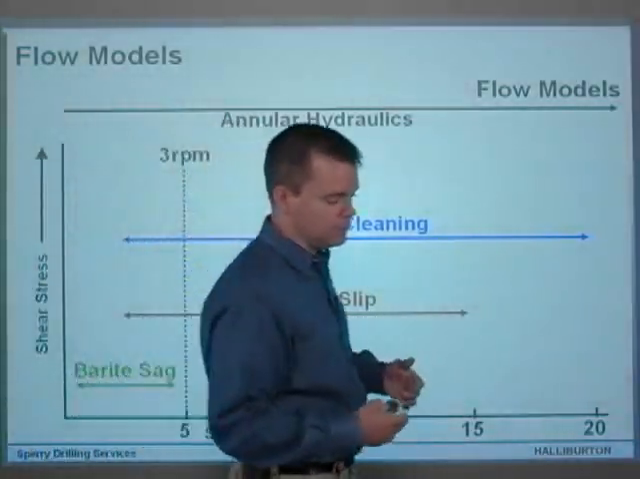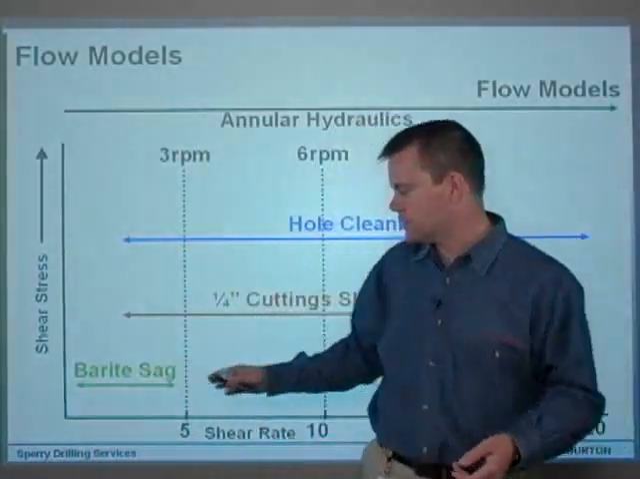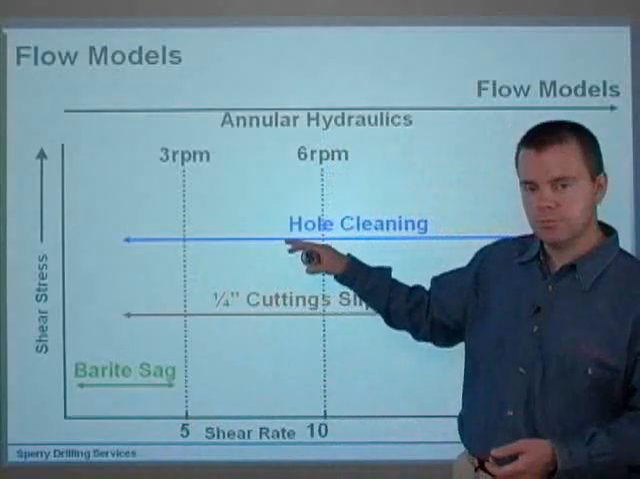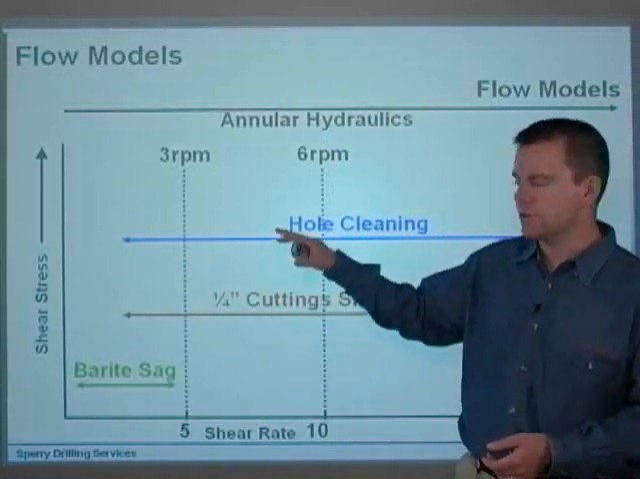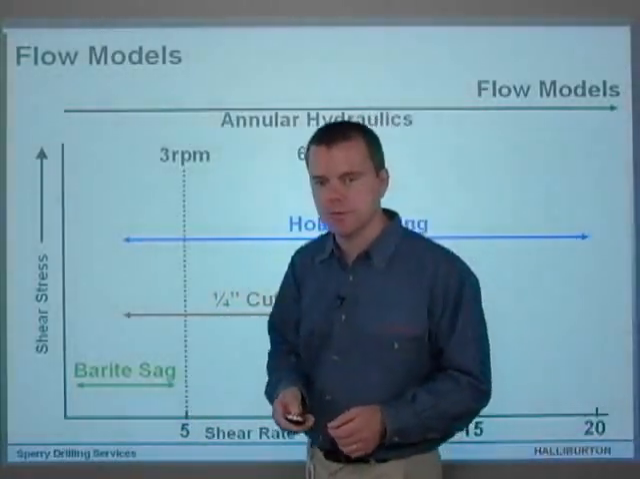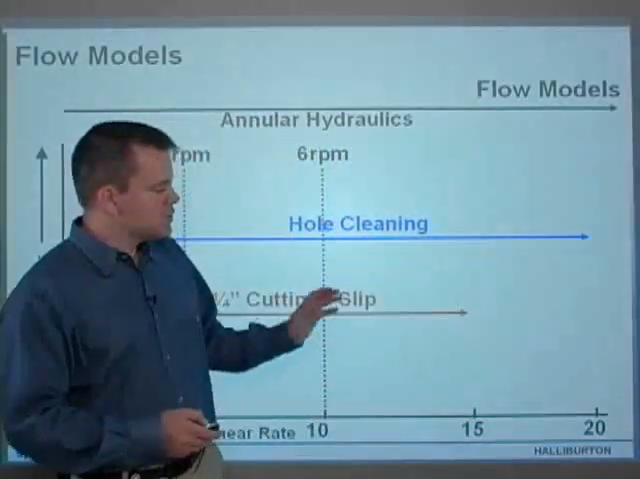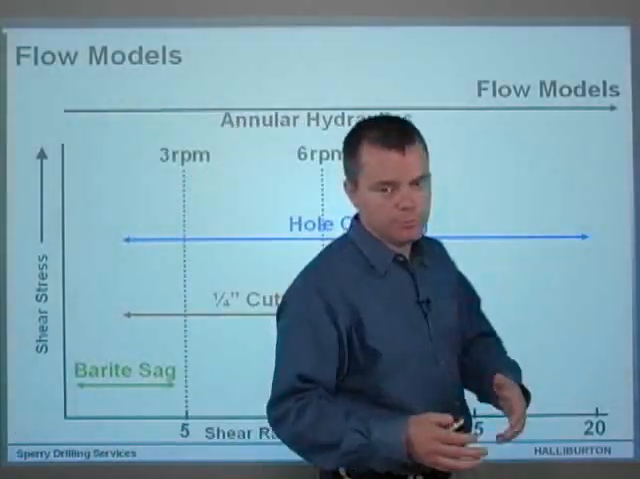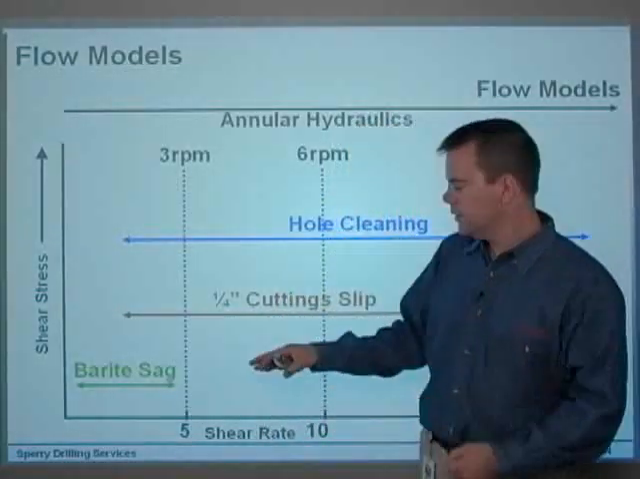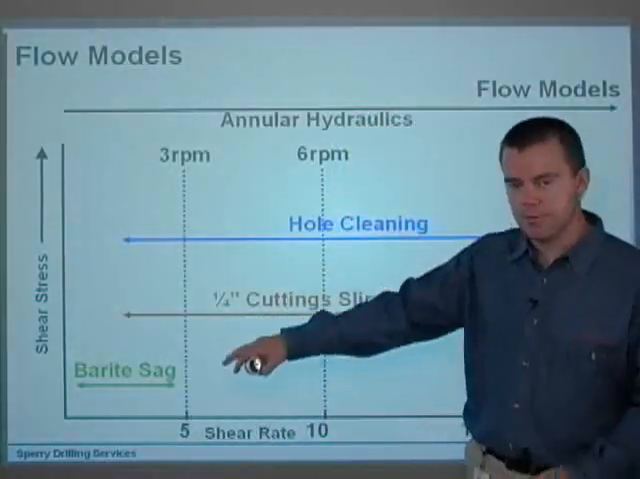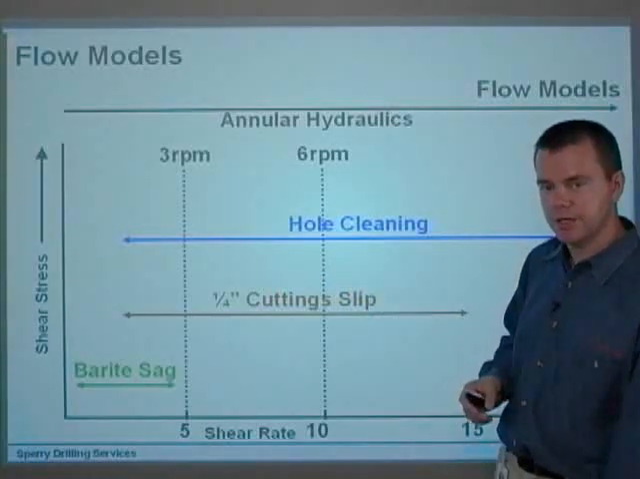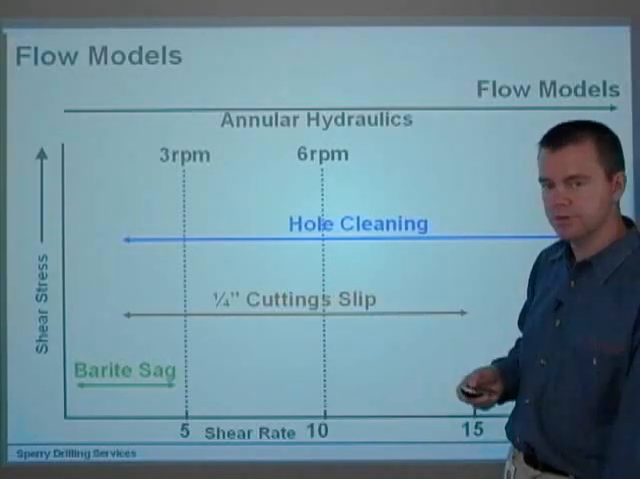And the rate at which barite sags is less than 5, it's somewhere down here. But the ones that we're interested in are pretty much your cutting slip velocity and hole cleaning for the purposes of this course. So obviously, if you can model flow correctly in this low shear rate range, then you've got a pretty good model. If you can't, then it's a pretty inaccurate model for hole cleaning and slip velocity.